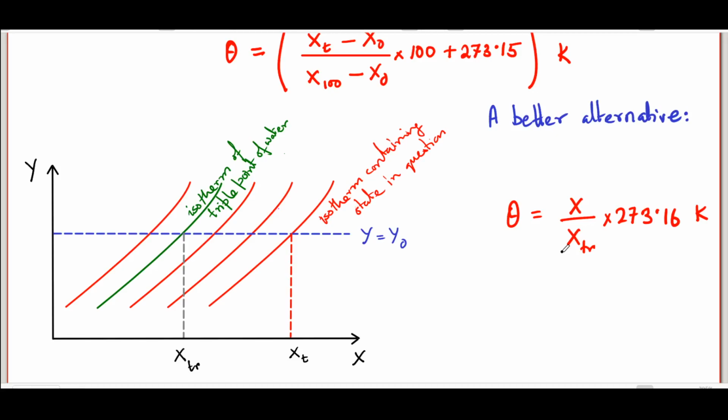Indeed, X by XTR would have been a perfectly good measure for theta. But because we want our results to agree, at least in the vicinity of the triple point, with the standard definition of temperature that has already been established before, we are going to multiply this quantity by 273.16 Kelvin. This is because the triple point of water occurs at 0.01 degrees Celsius or exactly 273.16 Kelvin. By the way, the fact that the triple point of water occurs at 273.16 Kelvin is an exact statement, because that's exactly how you fix your temperature scale.